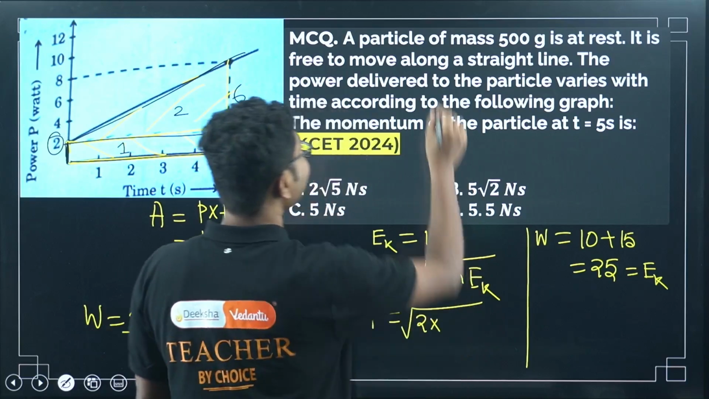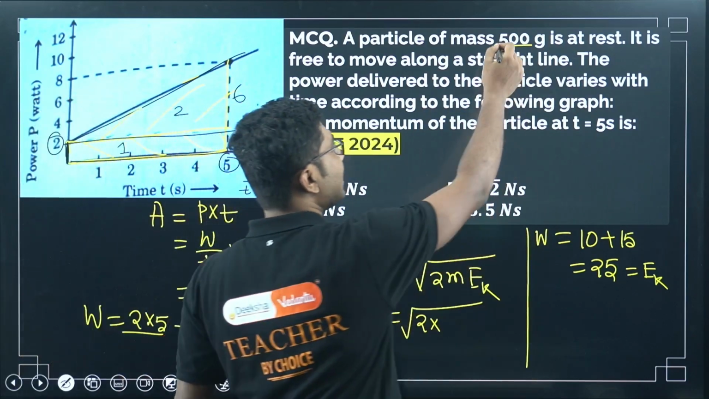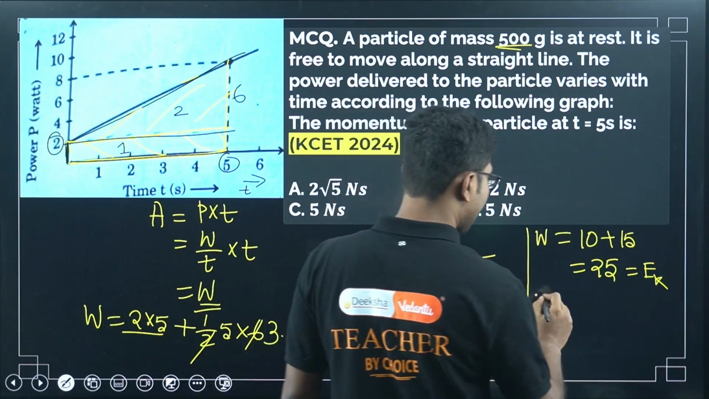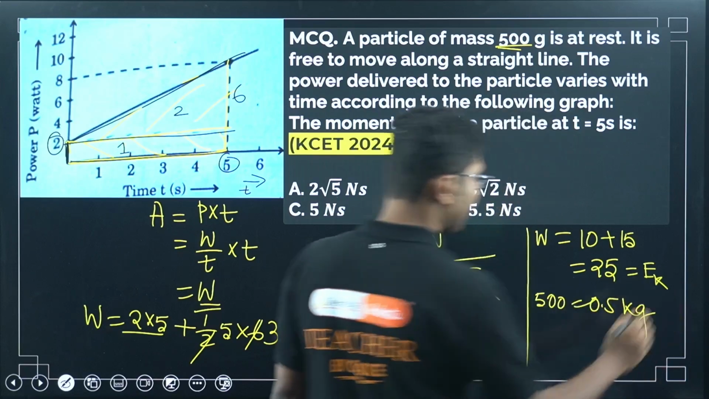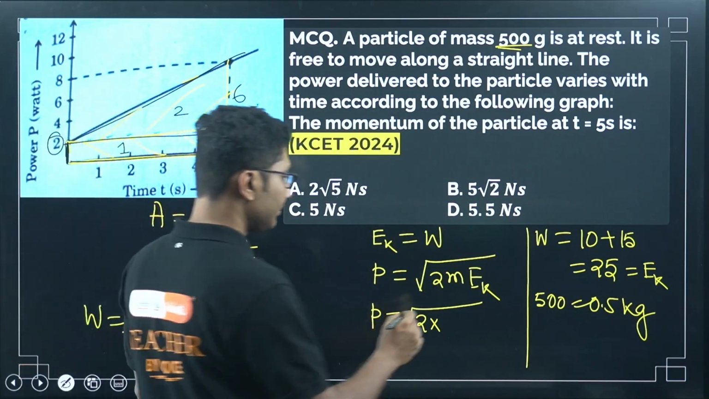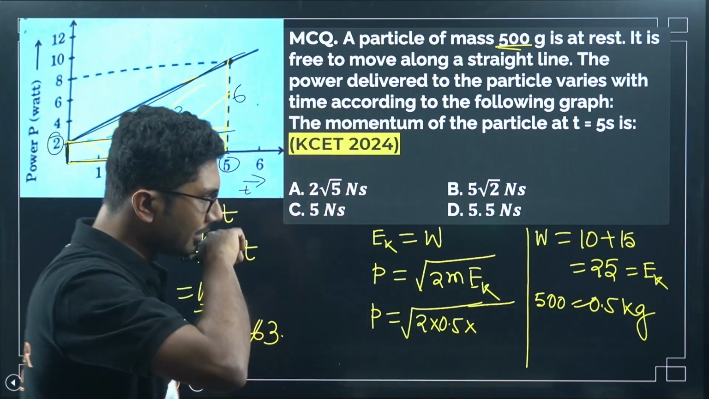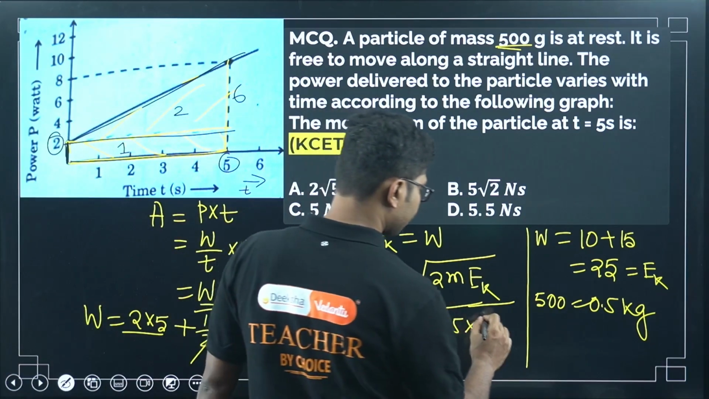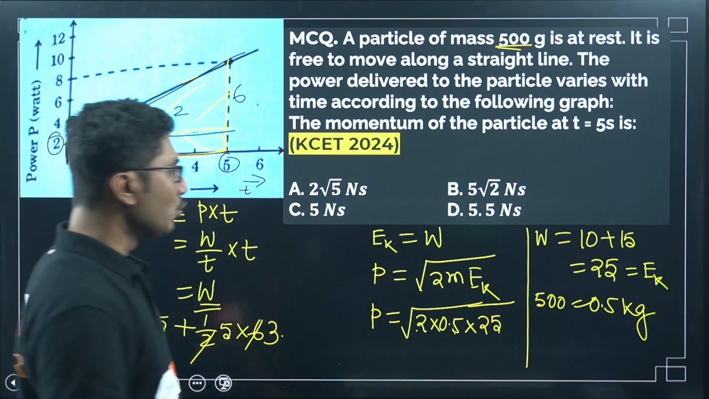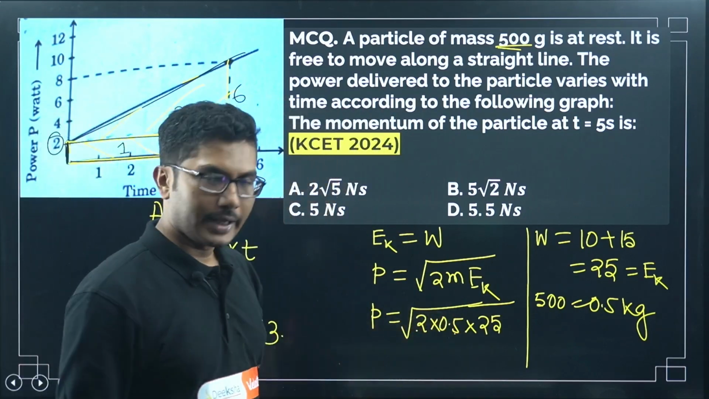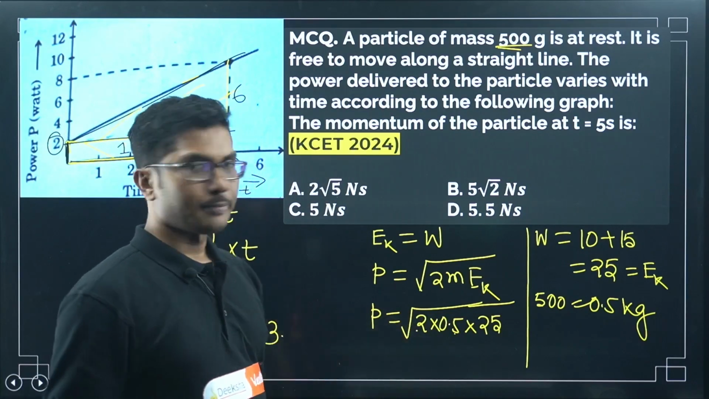Now what does 500 gram mean? You cannot use 500 gram in this equation. Why? Because this is not in SI unit. So 500 grams is actually equal to 0.5 kilograms. So you have to put 0.5 here, and Ek is 25. So 2 times 0.5 is 1. 0.5 is 1 by 2, so 2 times 0.5 is 1.